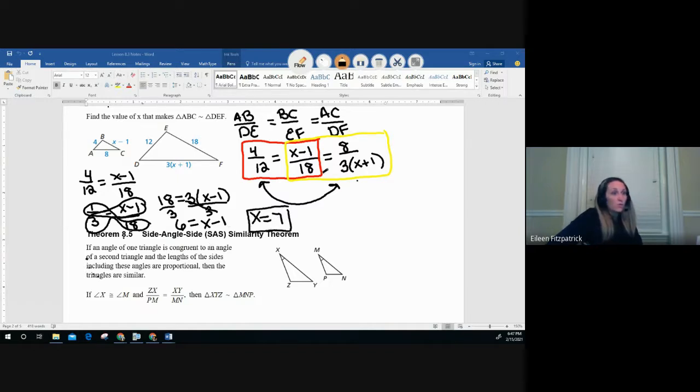Now, if you chose to use the proportion in the yellow box, you're still going to get the same answer. If you chose to set 4/12 equal to 8 over 3 times the quantity x plus 1, you still would have gotten the same answer. Okay? All right.